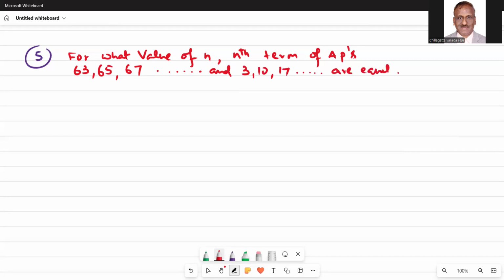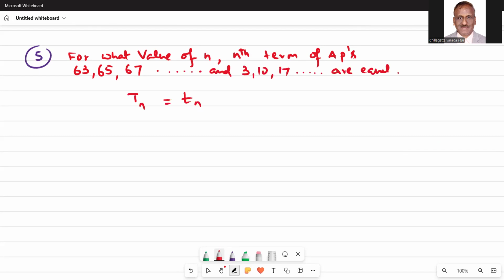Okay, sir. For what value of N? For a certain number of terms, when you start writing from 63, 65, 67, at a certain stage that number, when compared with the numbers 3, 10, 17, which are increasing in this form, for a particular N, both of their nth terms are the same. So what is N asking in the question? That means the nth terms of both APs are the same. Tn is equal to Tn.